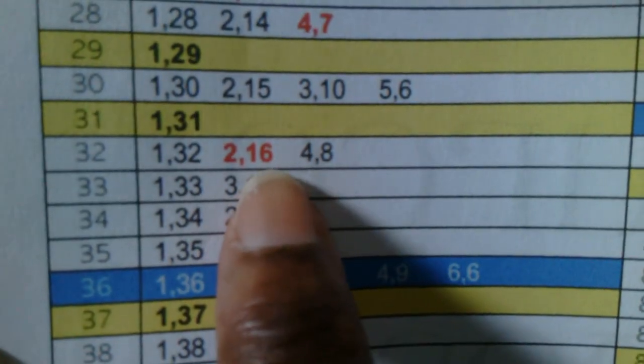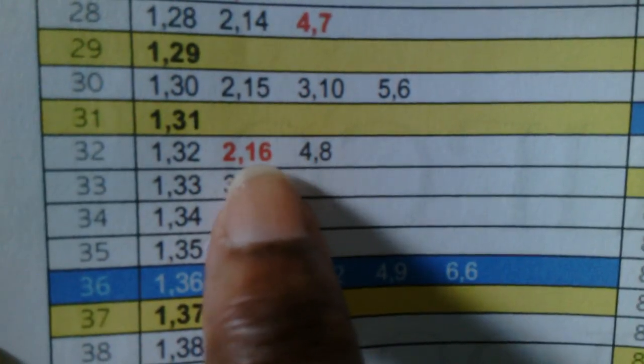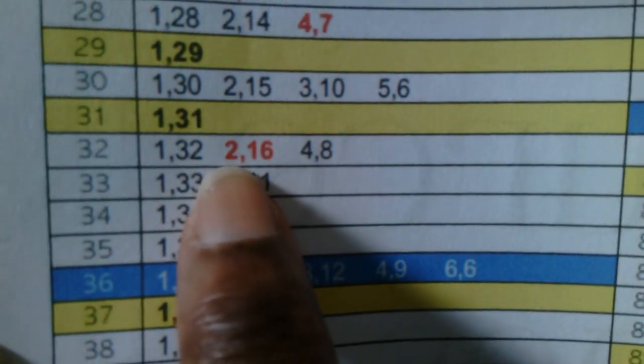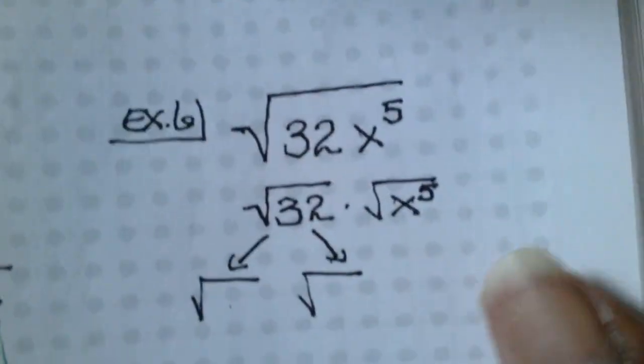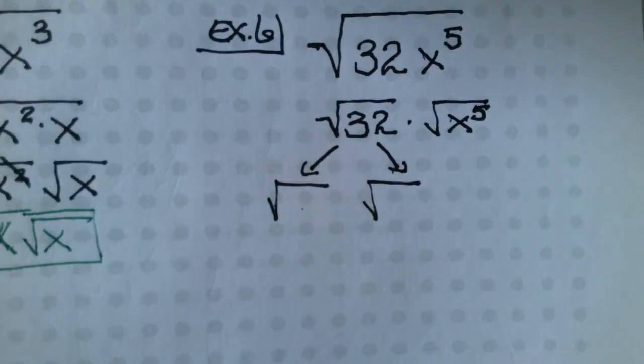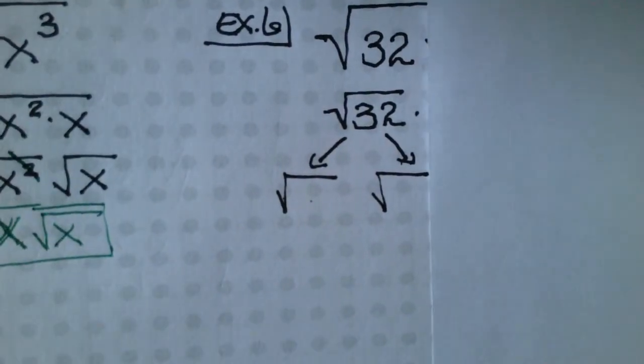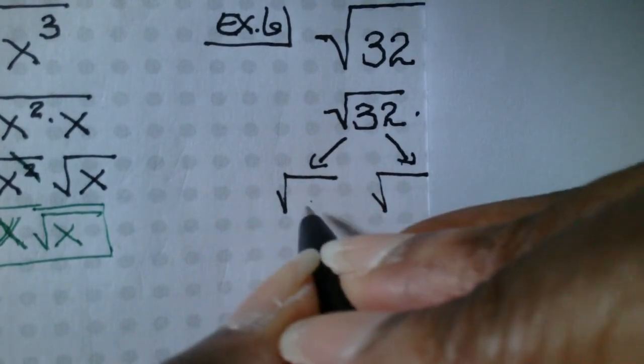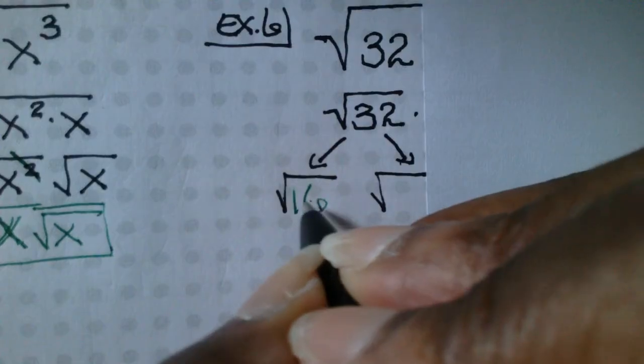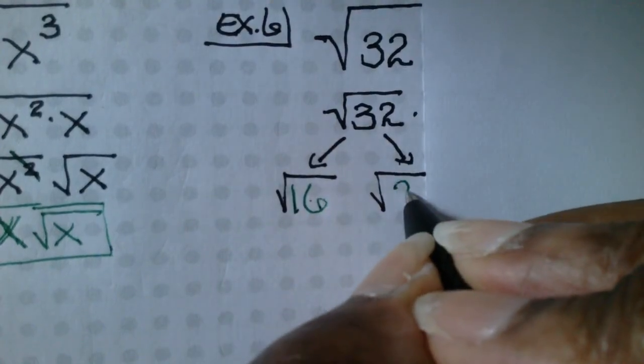Now 16, that's a perfect square root, and 2 is definitely a prime number. It's the very first prime number, in fact. So let's try 16 and 2. Let me cover this part up. So 16 is going to go here, and the 2 is going to be here.